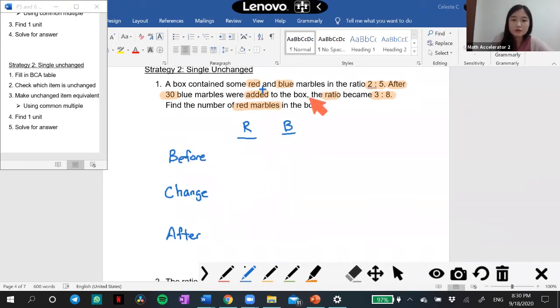Okay, now fill it in. 2:5 was before. What's the change? 30 blue marbles were added. So under the blue column here, you add 30. And then what happened? The ratio became 3:8.